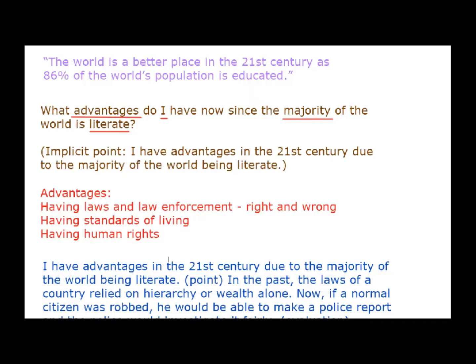No, it doesn't explicitly say that, it just says better place. Does it specifically talk about law and law enforcement? No. These are implicit points. Does it talk about standards of living? No. Does it talk about human rights? No. So these are implicit points from the statement.